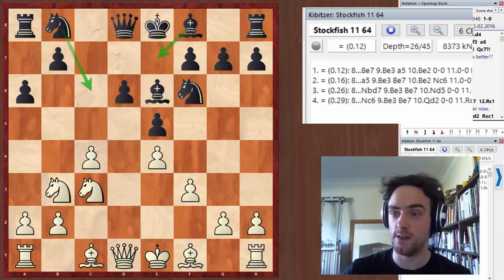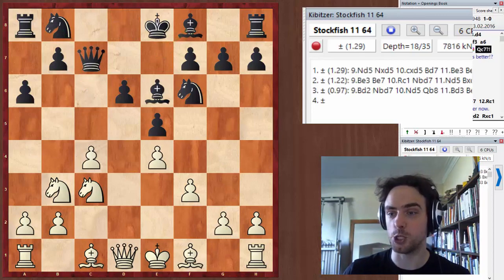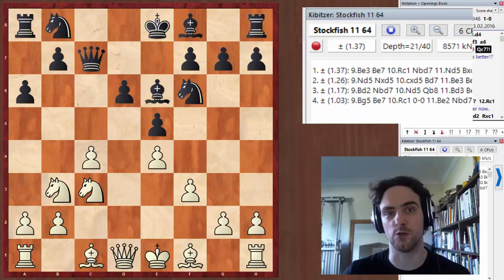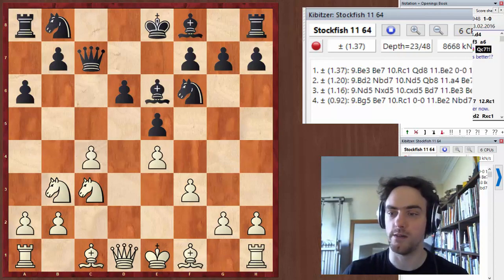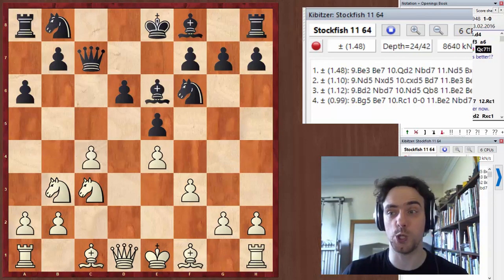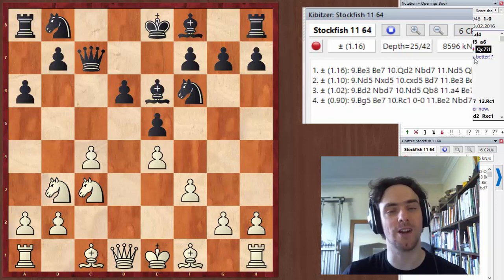And it also confirms what we were saying, that in this position, at first glance, I thought that it was normal. It was an equalish position. But no, white's actually doing better. And so this is confirming our analysis.